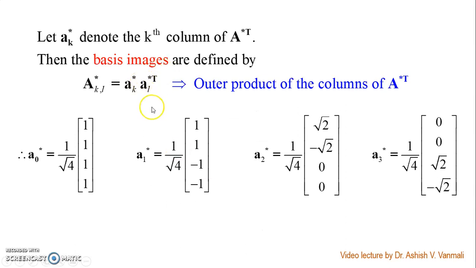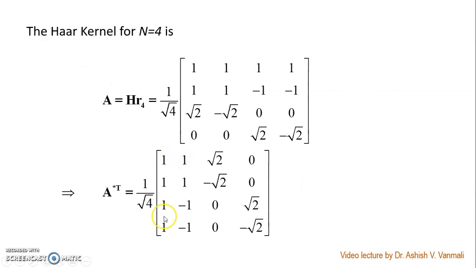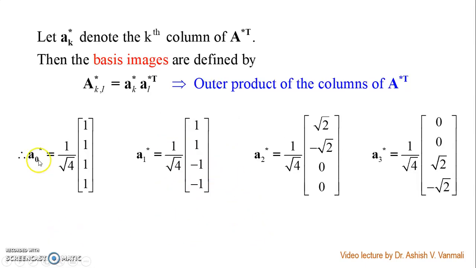And we are all aware that the basis images, that is matrix A_kl conjugate, are the outer product of the column vectors of matrix A conjugate transpose. So what we are going to do is extract these column vectors of A conjugate transpose. There will be 4 such columns. These columns are A0 conjugate, A1 conjugate, A2 conjugate and A3 conjugate. Since we have 4 such vectors, we will have 4 cross 4, that is 16 different basis images, where K and L will have values 0, 1, 2 and 3. So we can vary it.